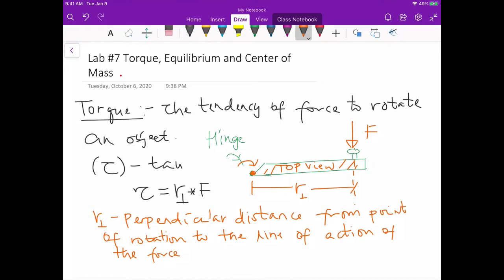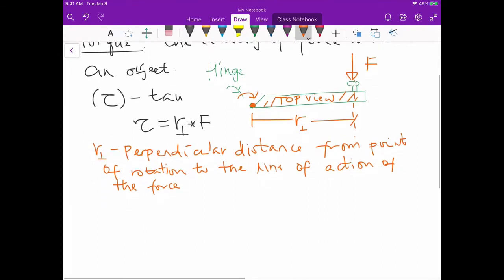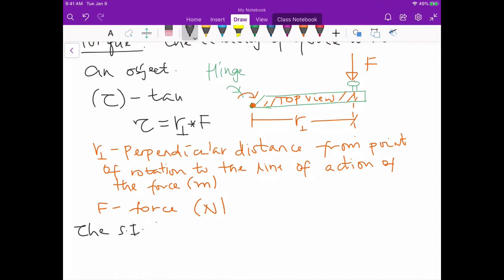We already said tau is torque, and of course F is force. Most of the time, if we're following SI units, force is in Newtons and the perpendicular distance is in meters. As a result, the SI unit of torque is automatically Newton meter, right?